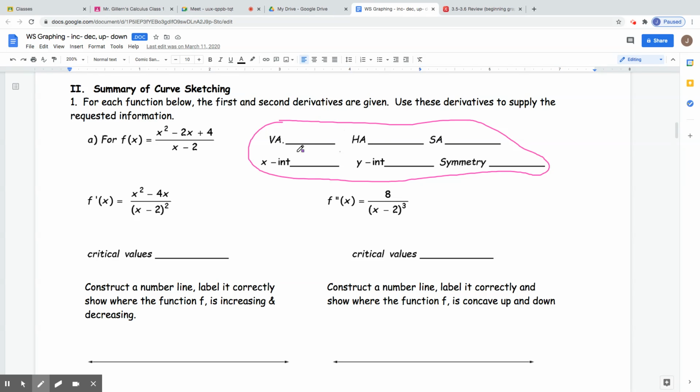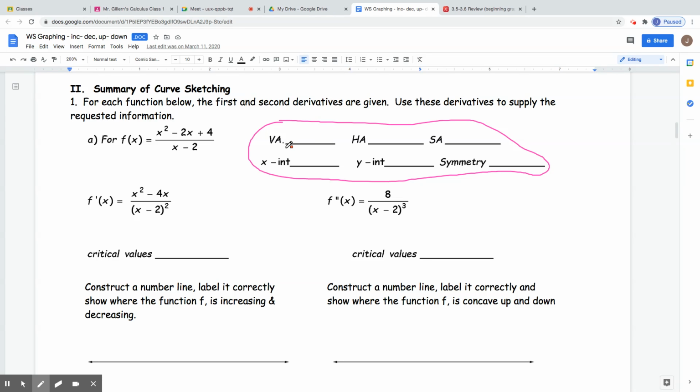Vertical, horizontal, or slant asymptotes, x-intercept, y-intercept, and symmetry. Okay, so this all has to do with the original. All right, so let's start with the asymptotes. The key is just knowing how to do each one. And then it's all a bunch of different little things.